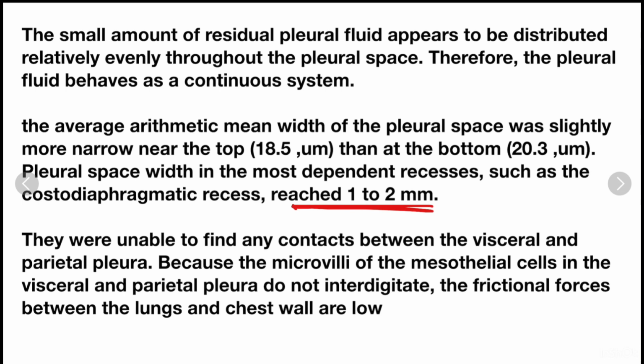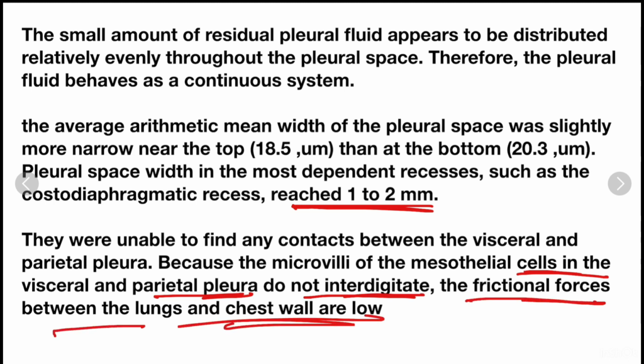They were unable to find any contact between visceral and parietal pleura because the microvilli of the mesothelial cells in the visceral and parietal pleura do not interdigitate. The friction forces between the lung and chest wall were very low. So they were very separate in the bottom part. So this is the thing they are talking about here.